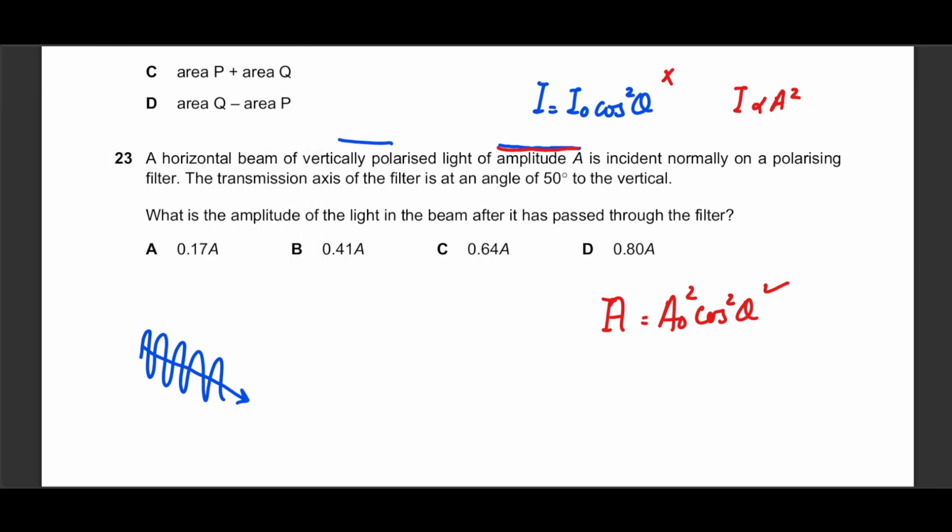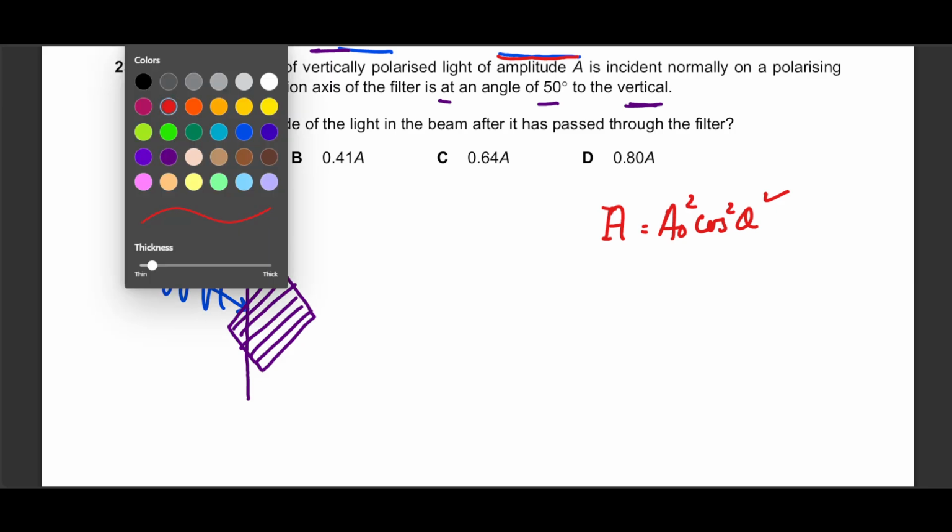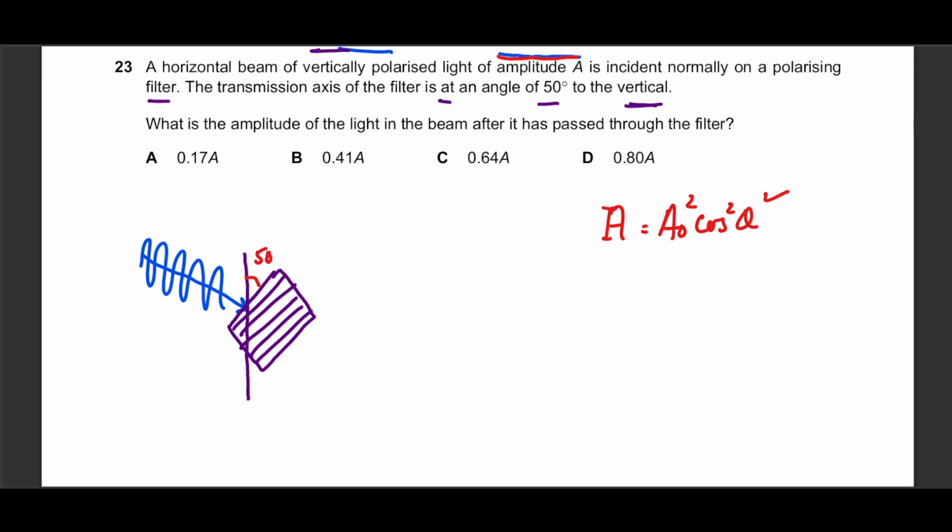So, incident normally on a polarizing filter, the transmission axis of the filter is at an angle of 50 degrees to the vertical. So now it is vertically polarized and it is vertical with the angle. So the filter looks something like this. The filter is probably tilted in comparison to the vertical, and the angle between the vertical and the tilt of the filter is 50 degrees. And this is the angle we're generally looking for. So A square, sorry, I missed that out. So current amplitude square equals the original amplitude square times cos square of 50.